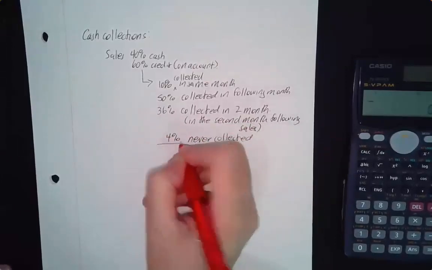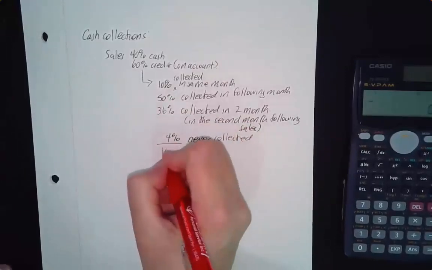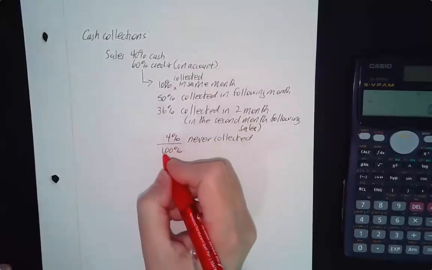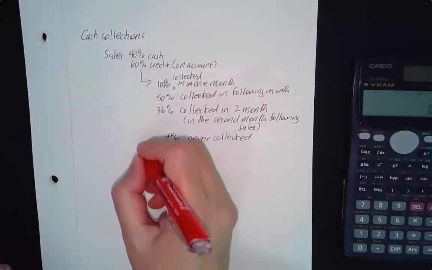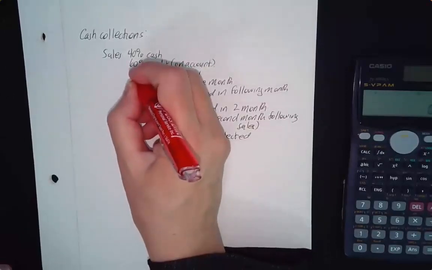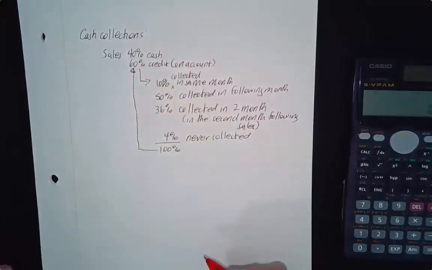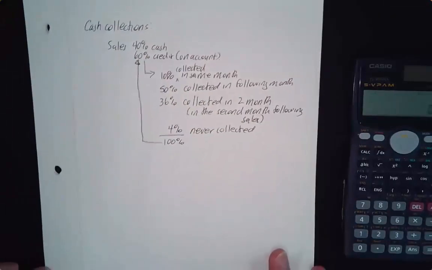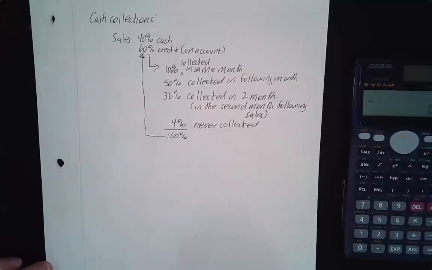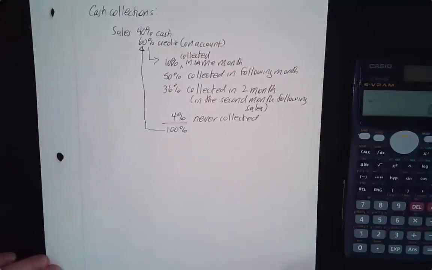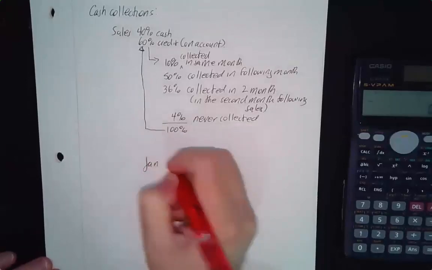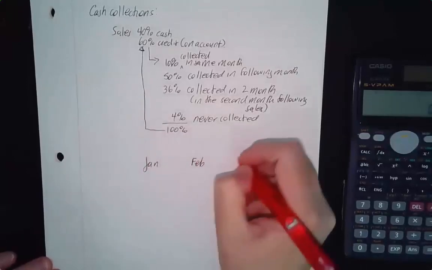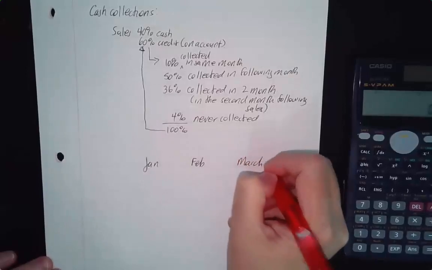So if we add this together, you'll notice that this makes up 100%. And we're not talking about 100% of all the sales in the month. We're talking this makes up 100% of the 60%. Right? 100% of the 60%. So what I have to do is I have to figure out how I can calculate exactly what's collected every single month. So if I look here, what I do is I do January, February, and March.